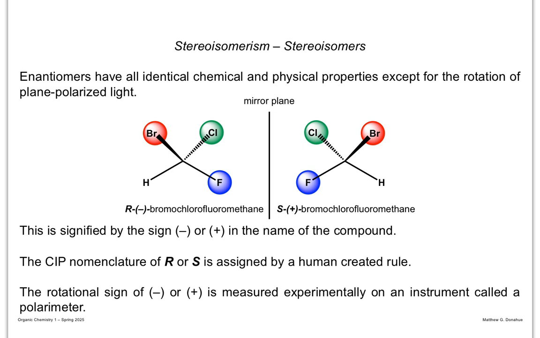That sign comes from the physical rotation of light. And what I want to be clear about, R and S, that's something you determine from atomic number and priority. Like, that's a human construct. This sign, minus or plus, that comes from a physical measurement.